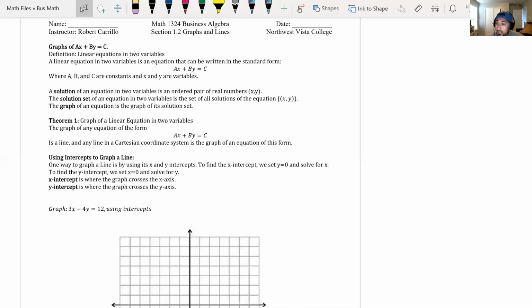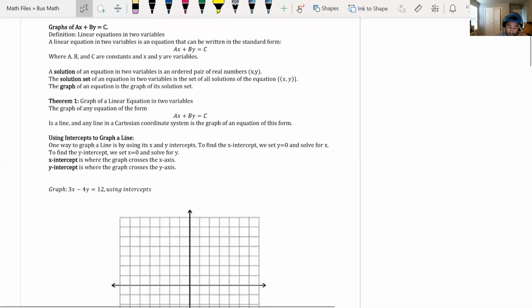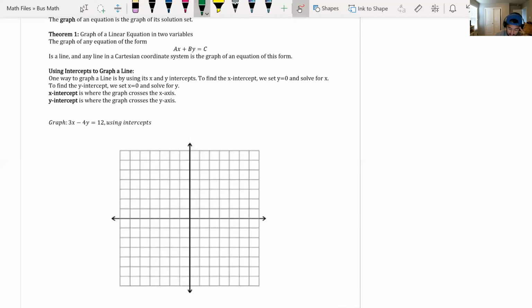Okay, one way to graph a line is to find its intercepts. We want to look for the x- and y-intercepts. So to find an x-intercept, we set y equal to 0 and solve for x. The reason we set y equal to 0 is because x-intercepts lie on the x-axis. If I showed this graph below, here's the x-axis. And to find an x-intercept, you set y equal to 0, because if you are anywhere on the x-axis, y is always 0. Makes sense, right?